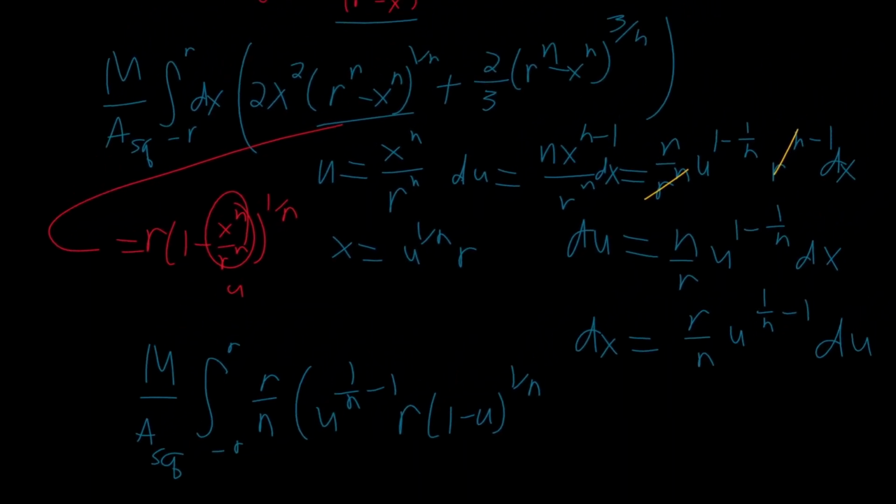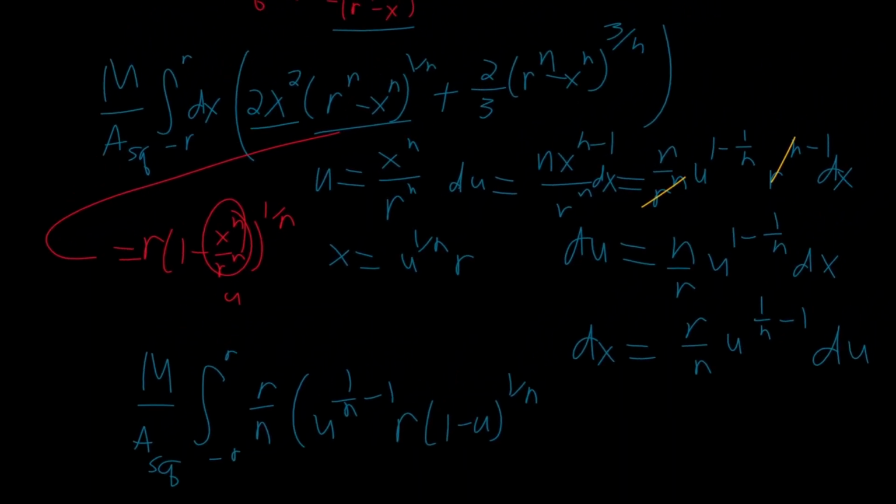But keep in mind we have this extra x squared term right here. And what is x? We really already solved for it. It's u to the 1 over n, times r. Squaring that, we have r squared times u to the 2 over n. That's our first integrand simplified in terms of u. That should be 2 to the 2 over n.